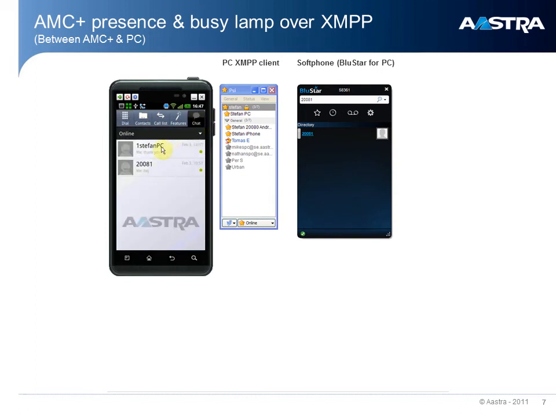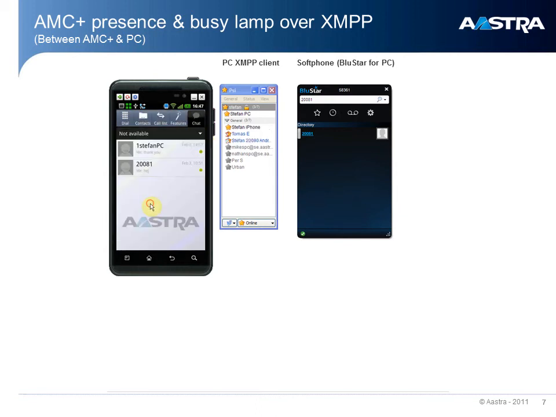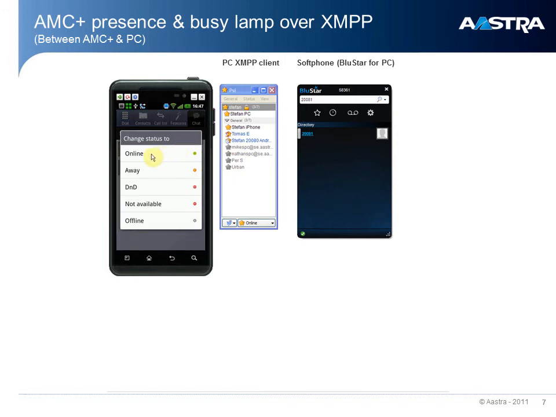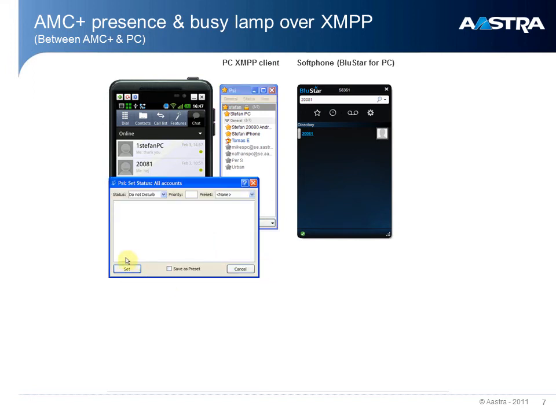So starting off, going to the chat tab, here I have the PC, so we can go between the two. Let's see here now. I want to update my presence on the mobile. I put myself to not available, and automatically, as you can see on the computer, the mobile phone is showing not available. And if I go back again, it automatically updates the computer again. It works in both directions.